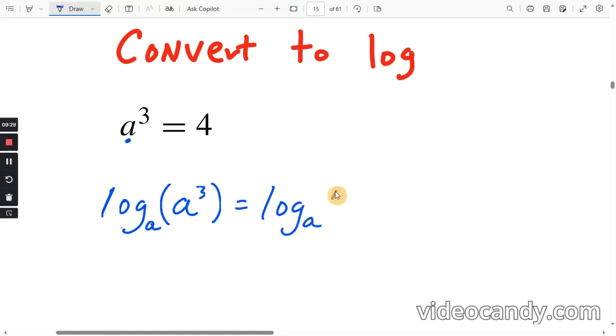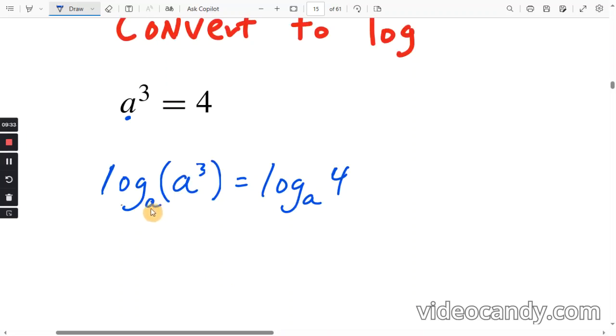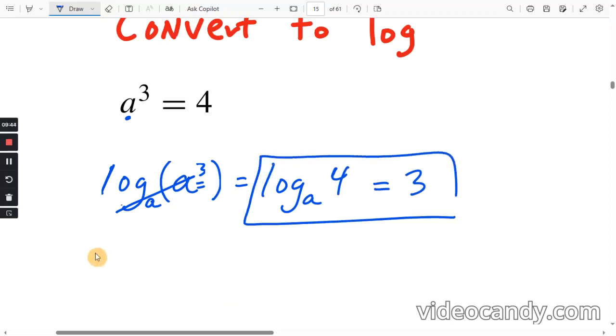So I just did the same thing to both sides. And now the base of the log and this base cancel. And you are just left with the 3. So log base A of 4 equals 3. That's it.